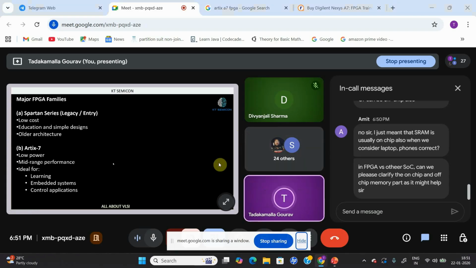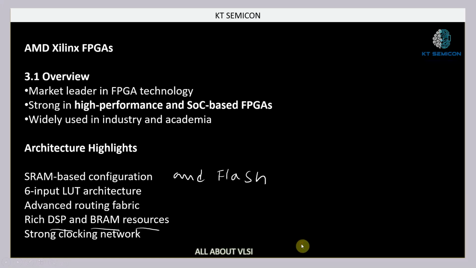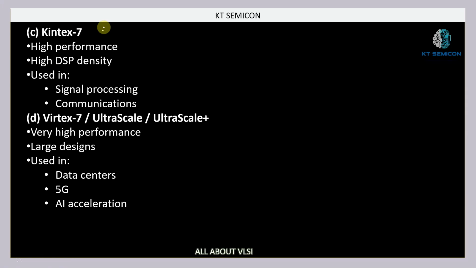Yeah. So I was talking about these Xilinx based FPGAs, where we have major families like the Spartan series. Spartan is also a part of Xilinx, and the Artix series. Just now we have seen one picture, right? That is Artix. And we also have Kintex.